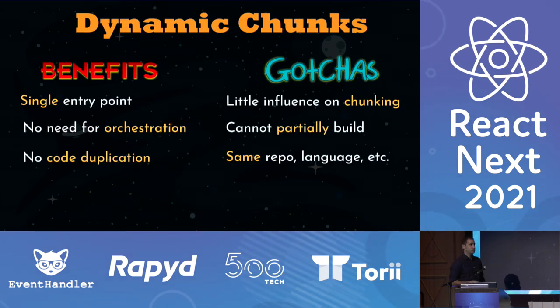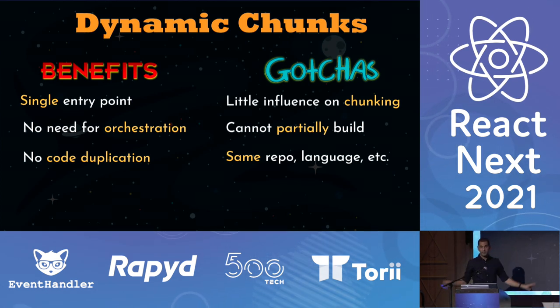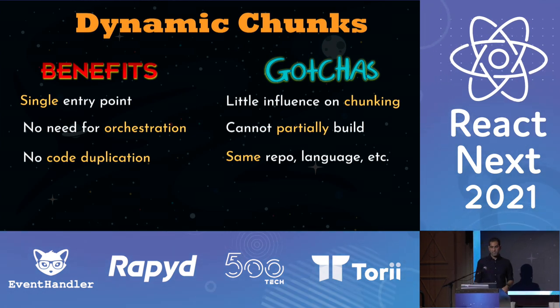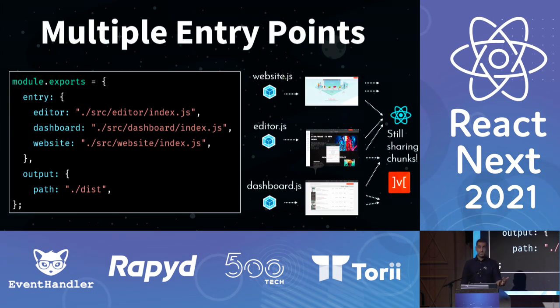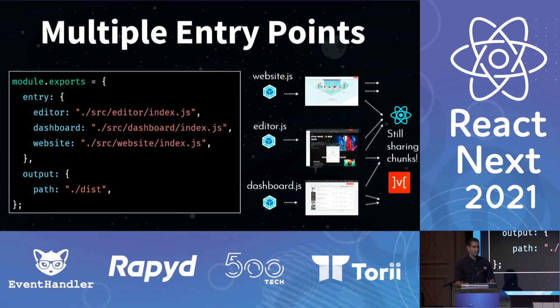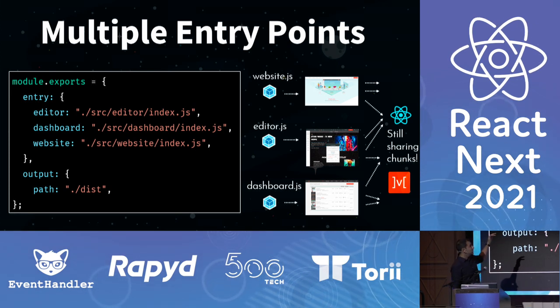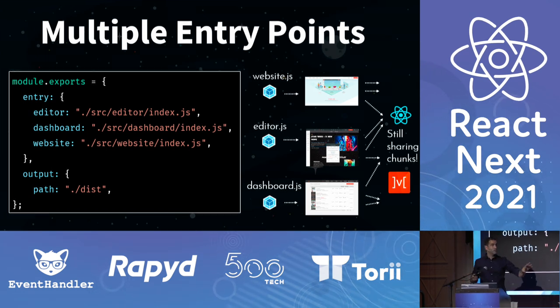The benefit of splitting into dynamic chunks is that we have a single entry point, and we don't need to orchestrate because Webpack takes care of everything. But the gotcha is that we have very little influence on the chunking and on how our application behaves. OK, so we go one step further. We're doing multiple entry points. Instead of chunking it into small chunks, we're telling Webpack, hey, you have several entry points, so just go to those entry points and create different bundles from each of them.